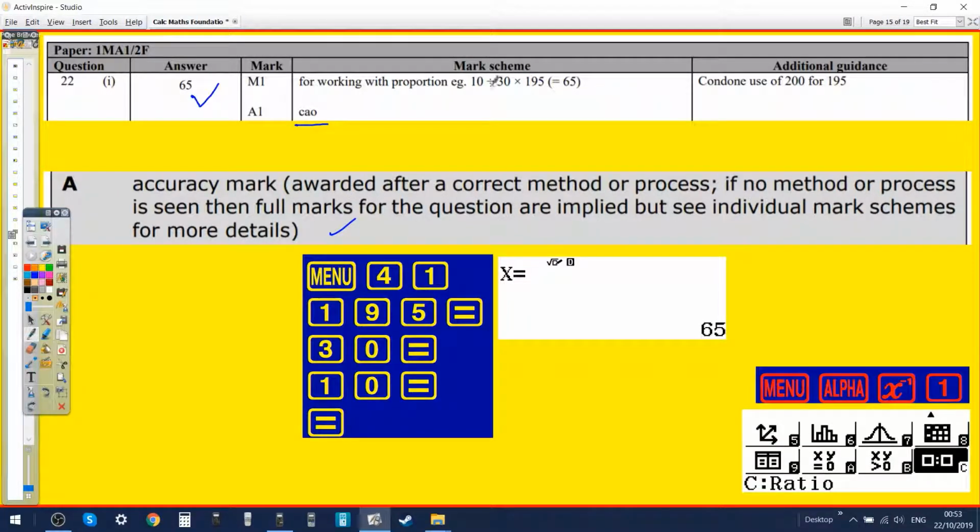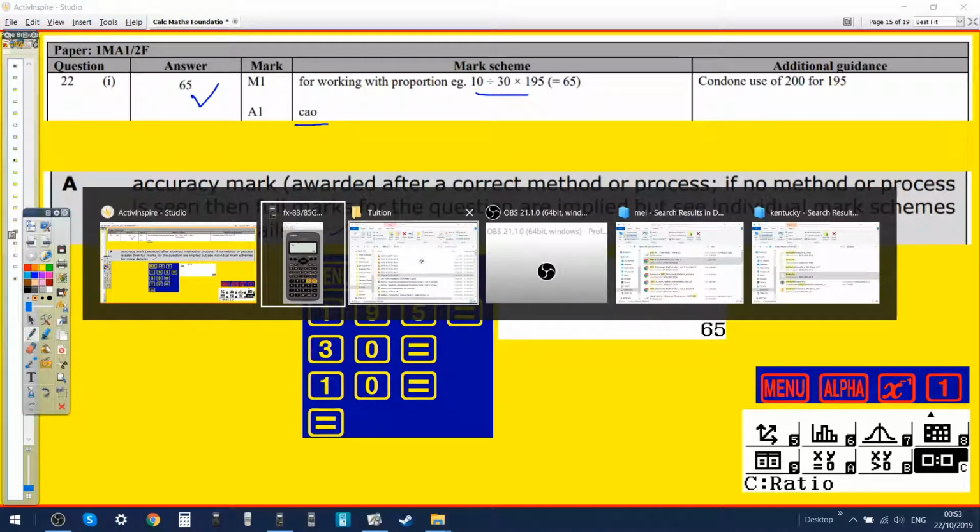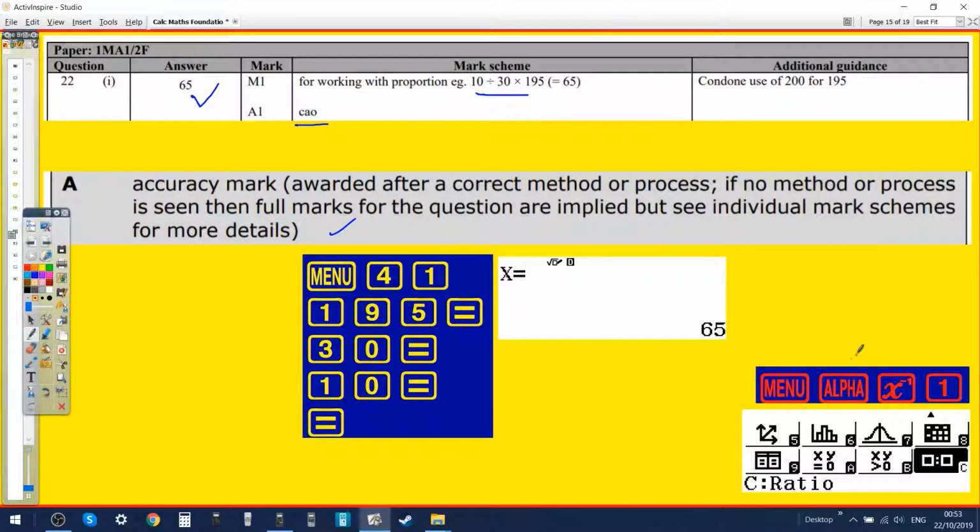65. There you go. They did this magic thing: 10 divided by 30 times 195. I don't even know that. I just cheat. Calculator. And same thing.